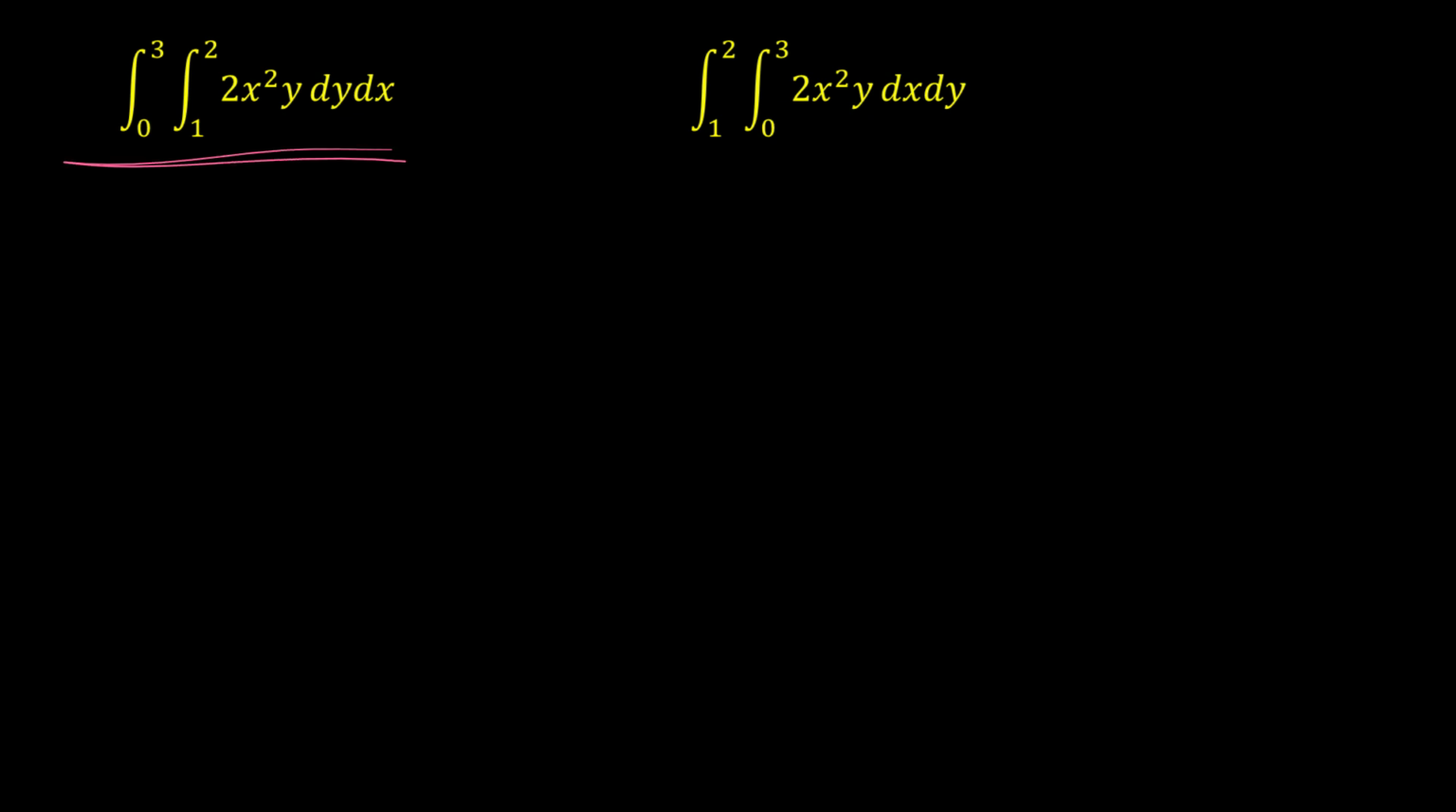Let us start by finding this integral. We want to find the integral from 0 to 3, 1 to 2 of 2x to the 2y dy dx. For finding double integrals, we start from the inner integral. So we want to find first the integral of this function with respect to y from 1 to 2. And attention, when we are finding the integral with respect to y, x is a constant. At that moment, x is a constant for us.